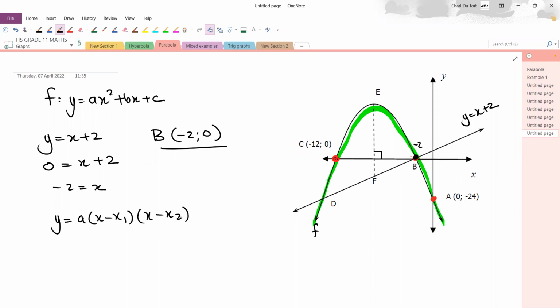So go. Use that equation. You've got that x-intercept B now. So now you can use that to determine the equation of the parabola, the green one. Quickly do that.